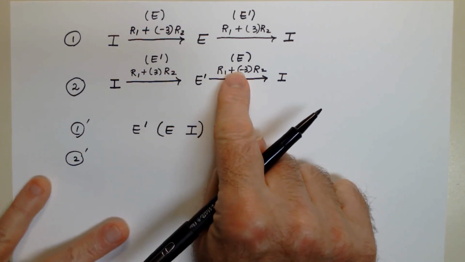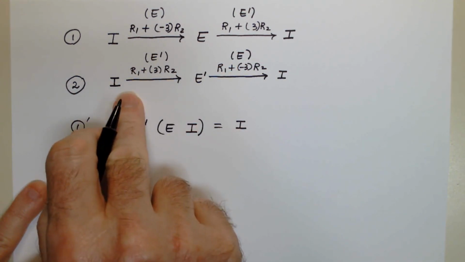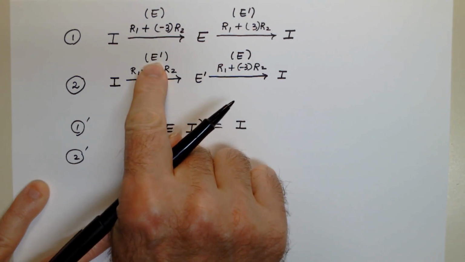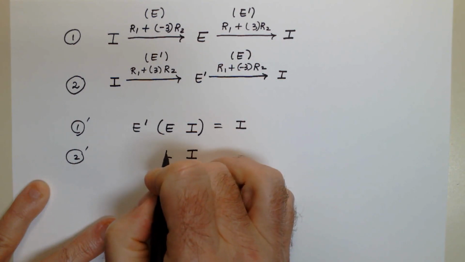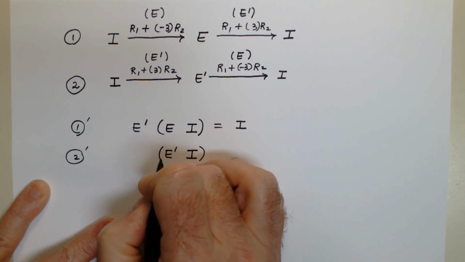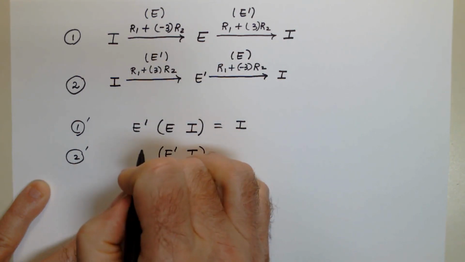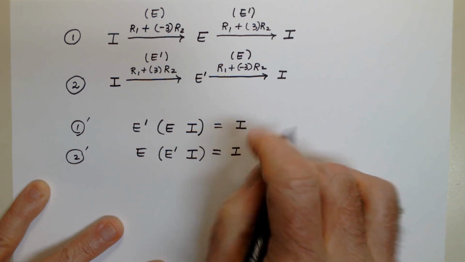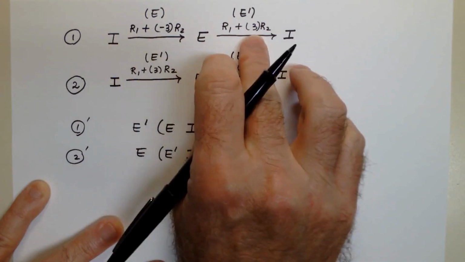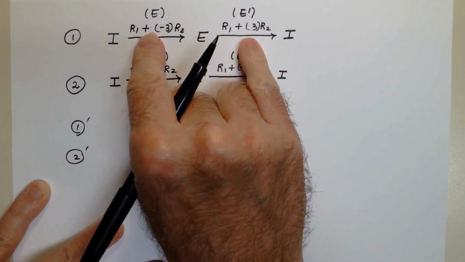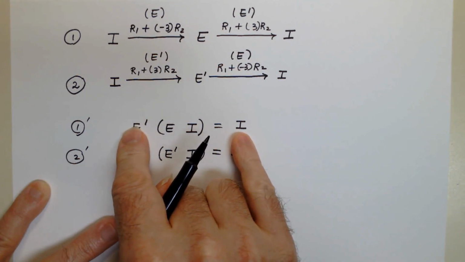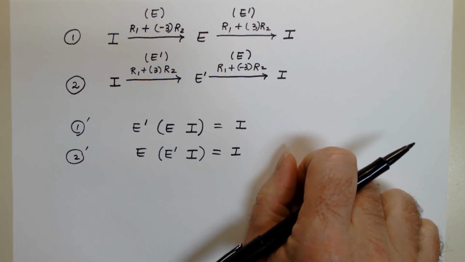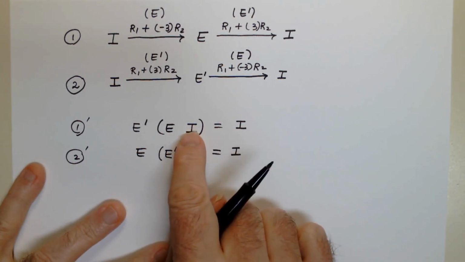Now let's reinterpret this statement. This will be 2 prime. I'm going to start with the identity, multiply by E prime, and then multiply by E. And that's going to take me to the identity. All right, so this chain interpreted as row operations can be reinterpreted as matrix multiplication, and this chain can be reinterpreted as matrix multiplication. Now let's think about what we have here.